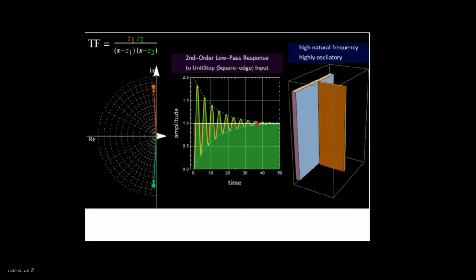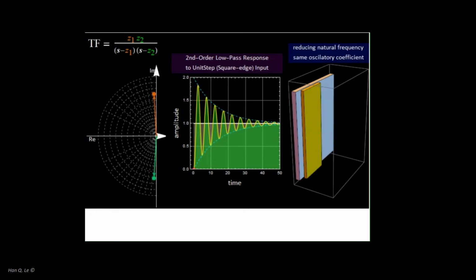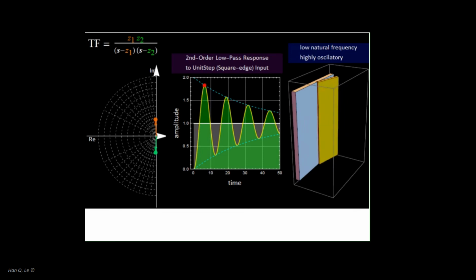There are two parameters determining the roots. The first is natural frequency, which is the radius of the roots. Larger radius means higher frequency, or fast oscillation. Smaller radius means lower frequency, or slow response.